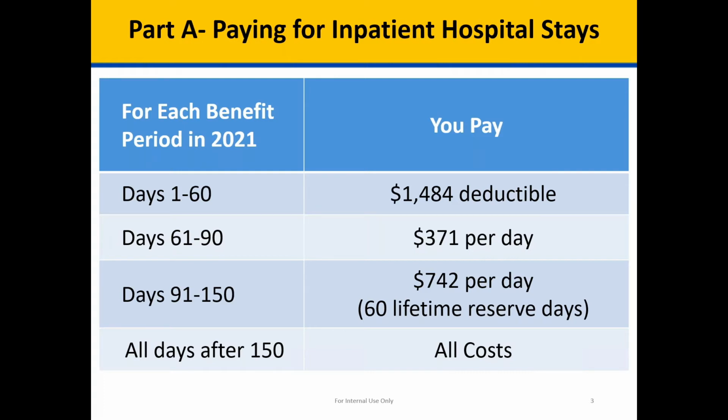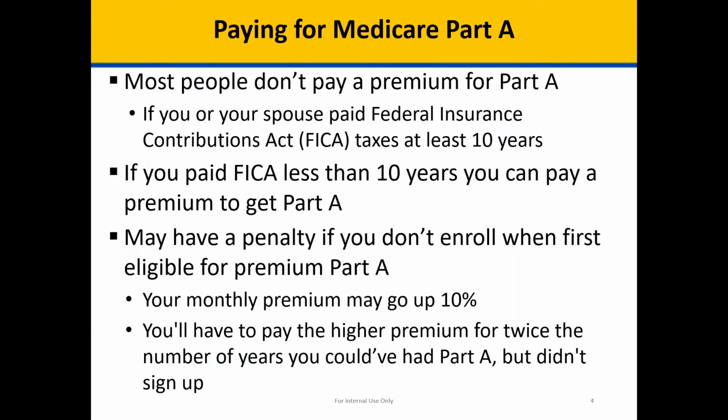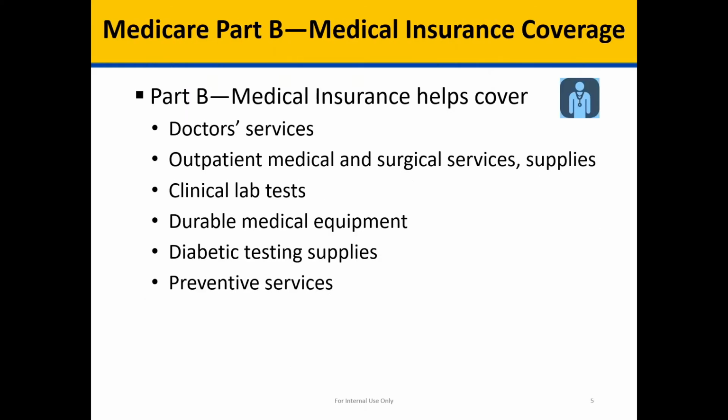The point is this can get really expensive, and this is why people have secondary coverage, such as a supplement or a Medicare Advantage plan. Most people will not pay a premium for Part A as long as the individual has worked and paid into FICA and Social Security taxes for at least 10 years. Then both that individual and their spouse would have Part A at no cost to them on a monthly basis.